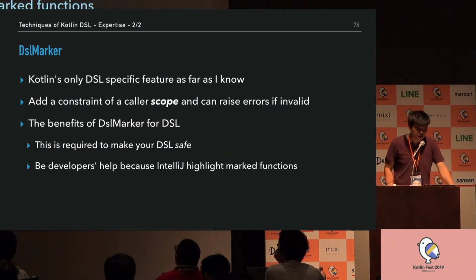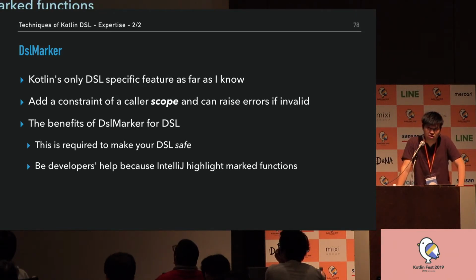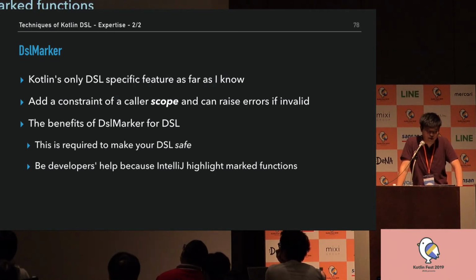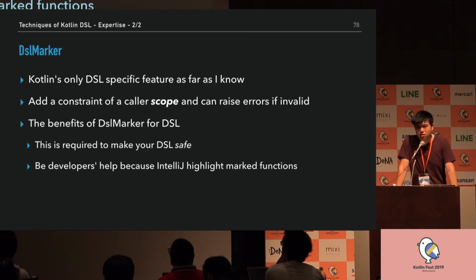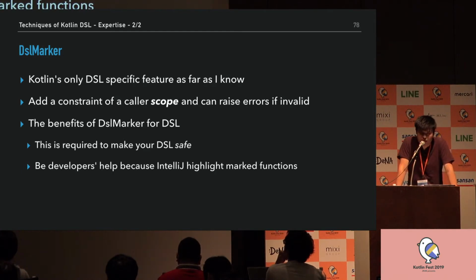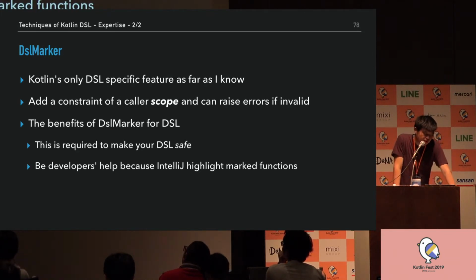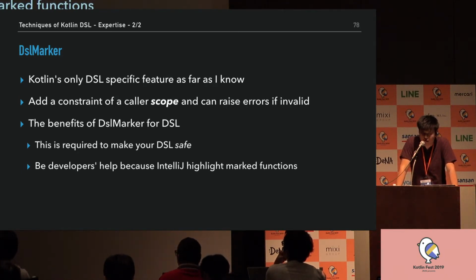As far as I know, DSL marker is Kotlin's only DSL-specific feature. It can add a constraint of a caller scope and can raise compilation errors if invalid. So this is required to make your DSL safer. I strongly recommend using this feature if you want to develop a Kotlin DSL. And also, this is just a tip, but IntelliJ will highlight marked functions, so we should annotate functions as well. Any behavior won't be changed though.